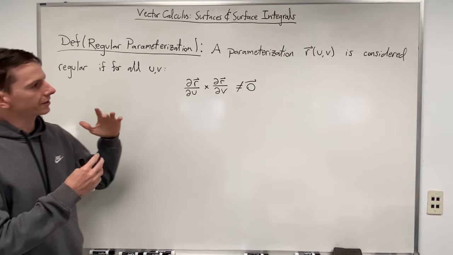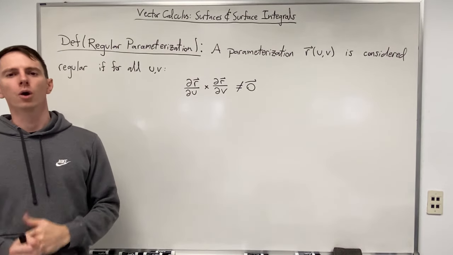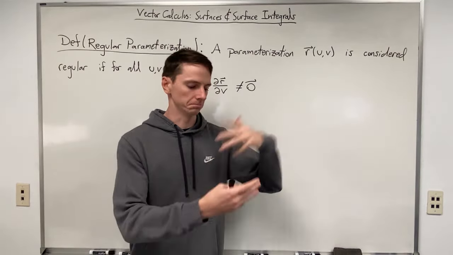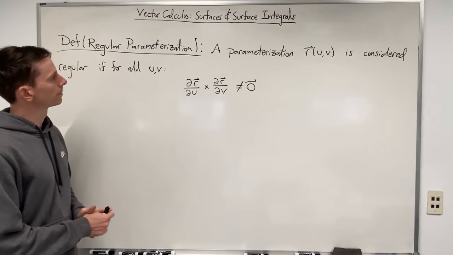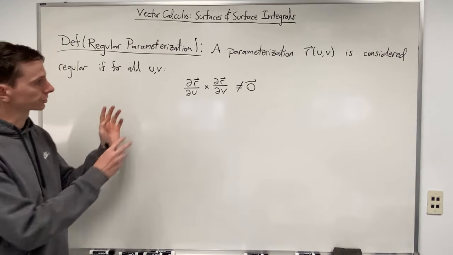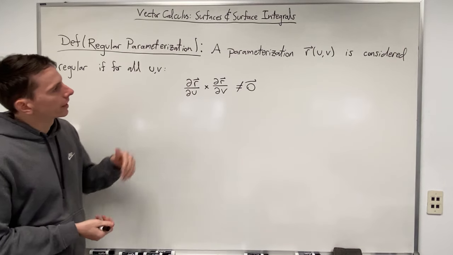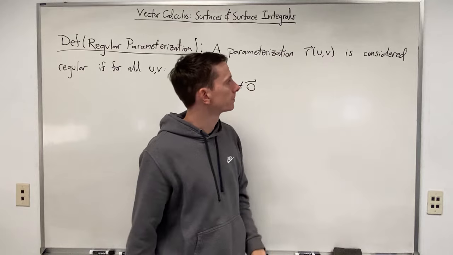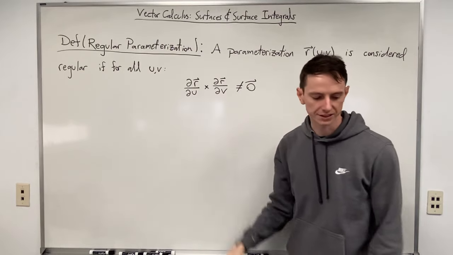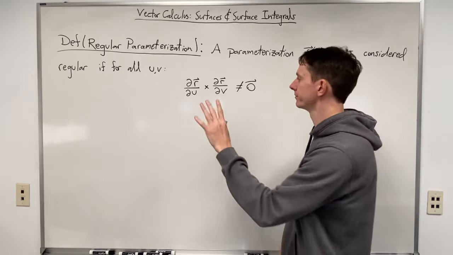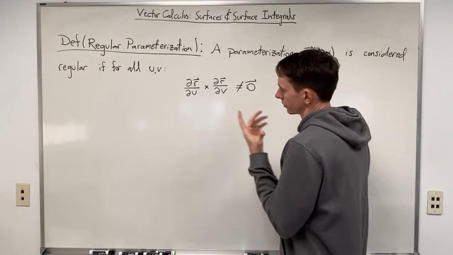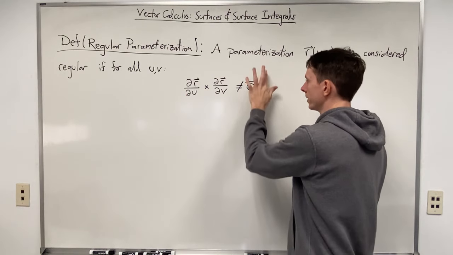Okay, so we now get to the official answer to the question of what properties a parameterization vector field R of UV needs to have in order to accurately parameterize a given embedded surface. It turns out that the parameterization needs to be considered a regular parameterization. So let's go through this definition together. It says here that a parameterization vector field R of UV is considered a regular one if for all values of U and V, this property is satisfied: the two tangent vectors that we looked at in the previous whiteboard, partial R partial U and partial R partial V, if you were to take the cross product between those two vectors, you do not get the zero vector.